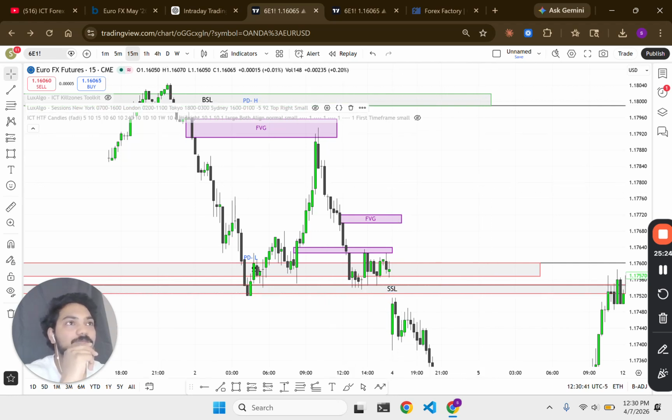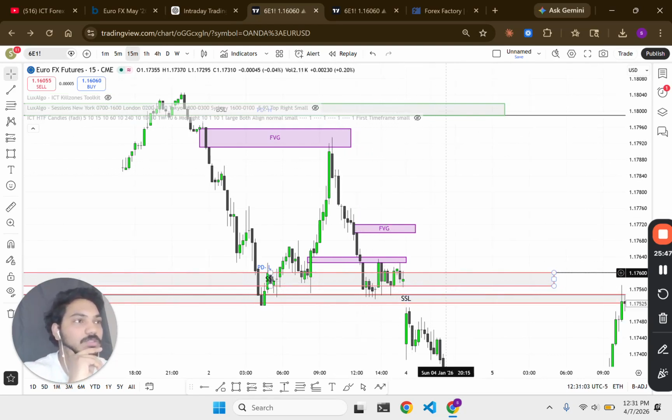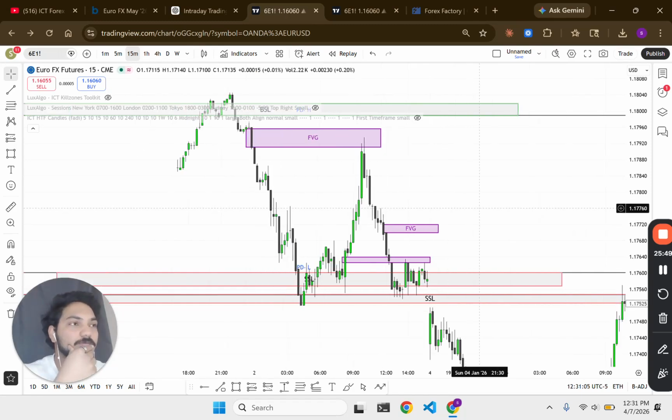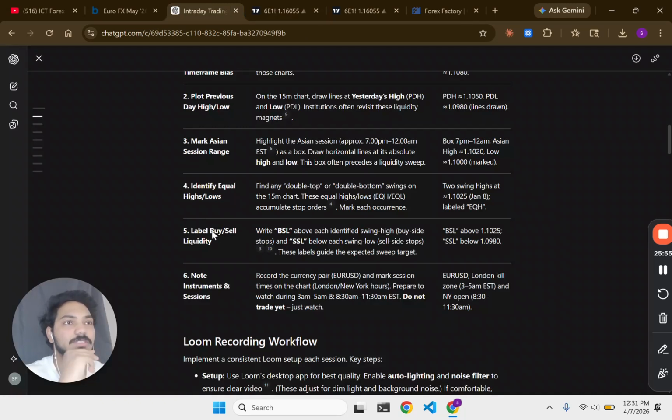So from here on, it tried to hit this equal lows. It already tried to hit these equal lows. It failed to pierce through this, and it went on to retrace upward, hit all through this fair value gap, and came to this and consolidated towards the weekend. Okay, that's that. Yeah, let's finish.